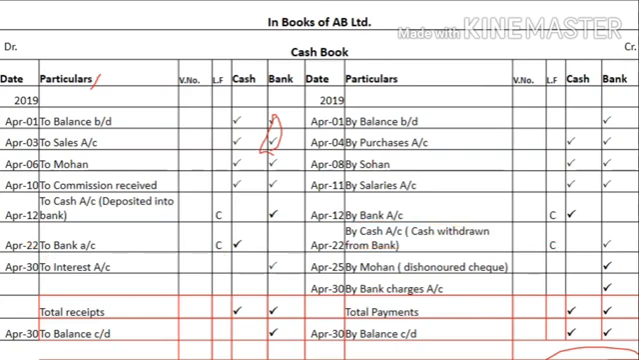Similarly, if the bank has allowed some interest on your balance, then that will be added to your bank balance automatically by the bank. So here you will write down, it is your income, so you will write down to interest account, and the amount will be written in the bank column.